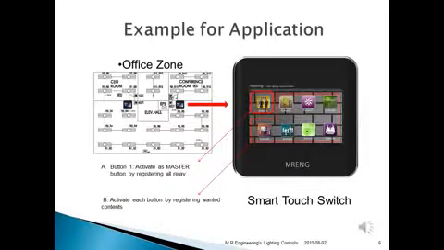This is an example of application for open office zones. The two STS are installed at the entrances, and the user selected the desired switch icons from the STS menu. The first button controls the entire office and is programmed as the master switch. The next button, the user can choose which zone they want the button to operate.